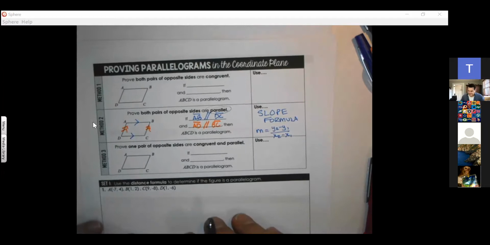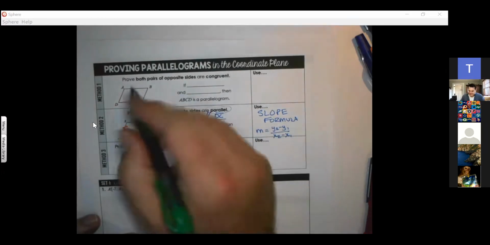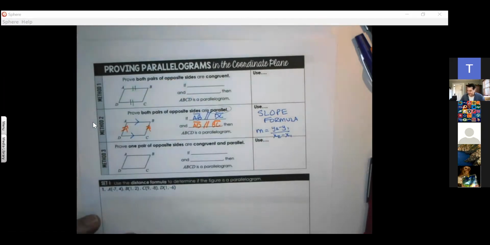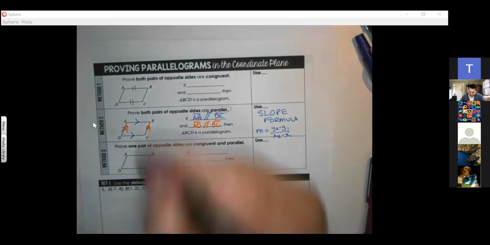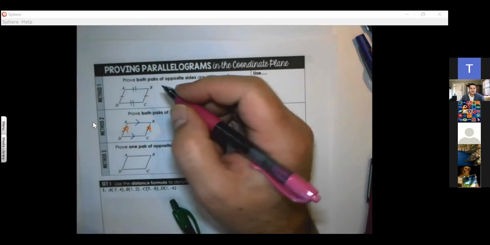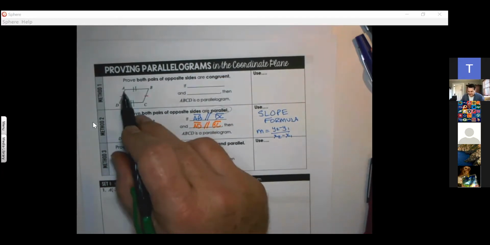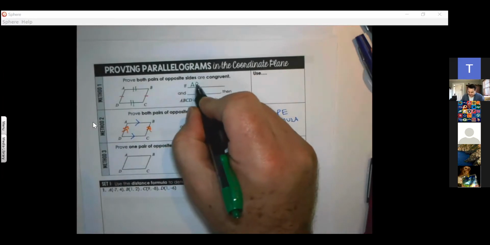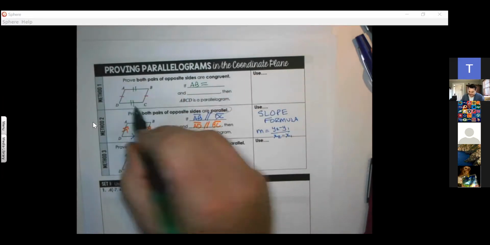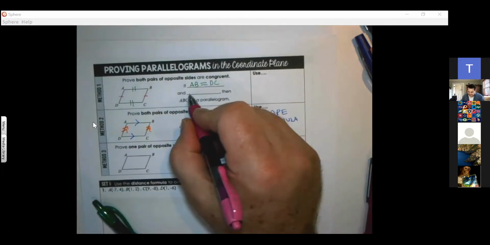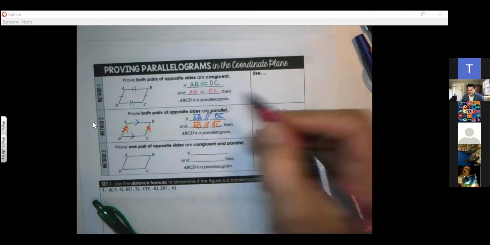We've got two more ways we can do this. One way is if you see a quadrilateral, four-sided figure, where this side and this side are the same length, and this side and this side are the same length, that tells you that these sides together make a parallelogram. So what I need to establish is that the length of AB is the same size as the length of DC, and that the length of AD is the same size as BC.